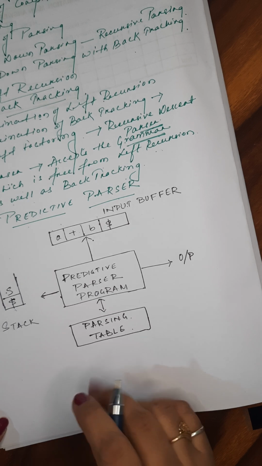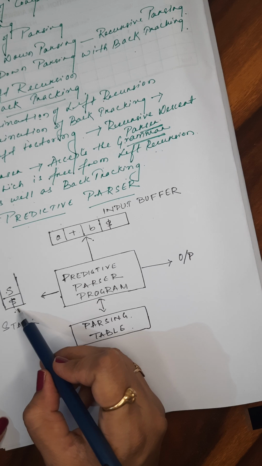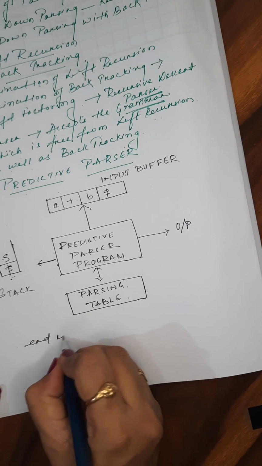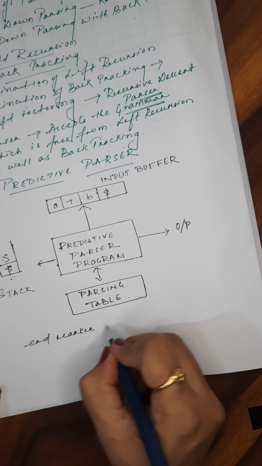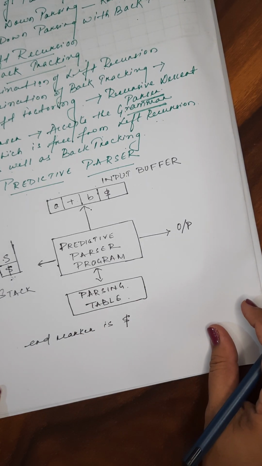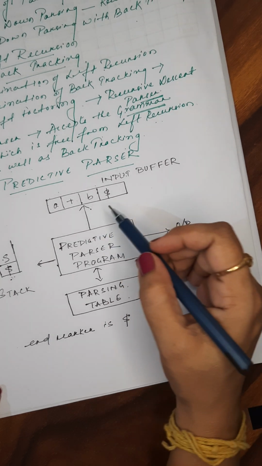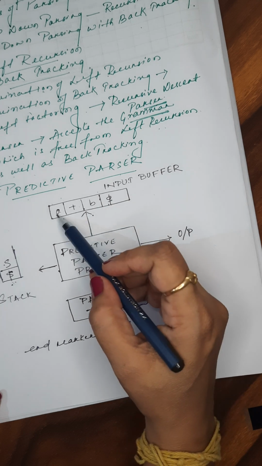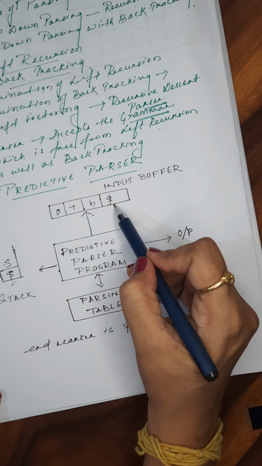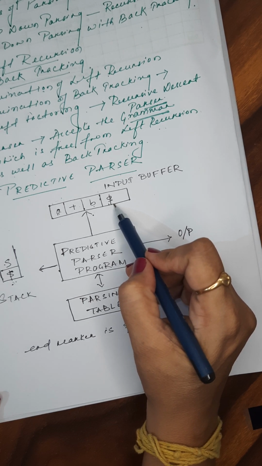Then, how do we recognize the stack symbol? It will enter an end marker. So what is the end marker over here? The end marker is the dollar symbol, and also in the input buffer it will enter an end marker. If the input buffer is storing a string A plus B, then at the end it will store an end marker, that is a dollar sign.